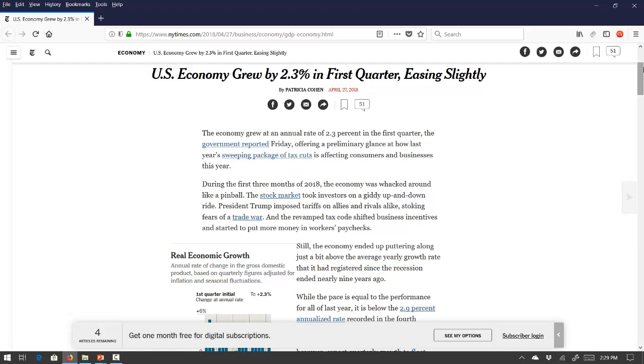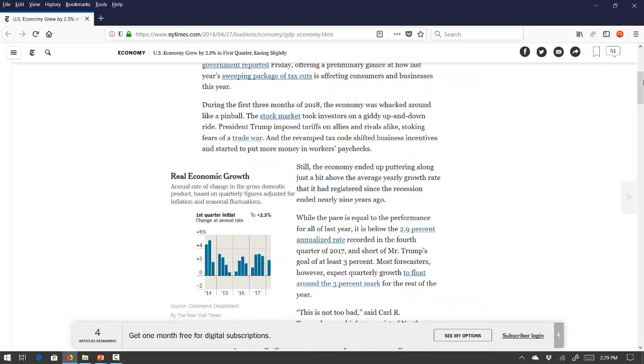During the first 3 months of 2018, the economy was whacked around like a pinball. The stock market took investors on a giddy up and down ride. President Trump imposed tariffs on allies and rivals alike, stoking fears of a trade war. And the revamped tax code shifted business incentives and started to put more money in workers' paychecks. Still, the economy ended up puttering along just a bit above the average yearly growth rate that it had registered since the recession ended nearly 9 years ago.